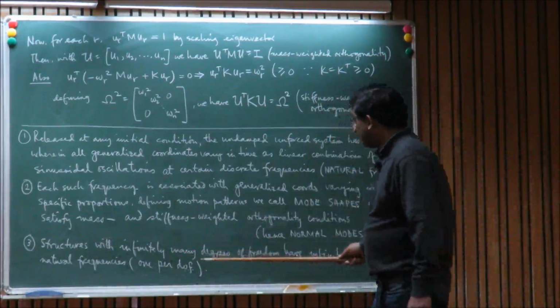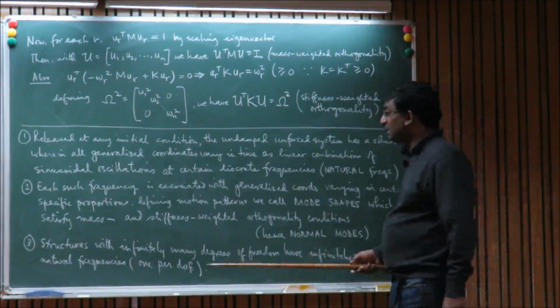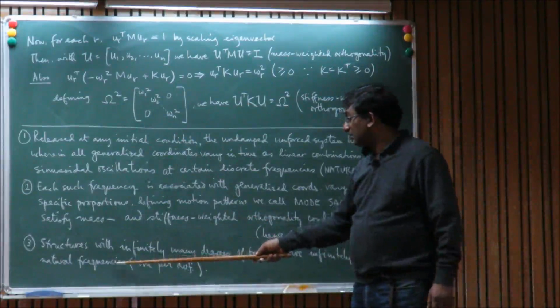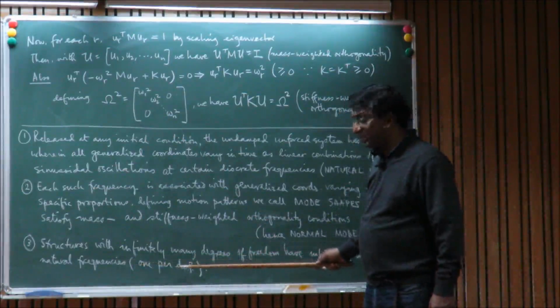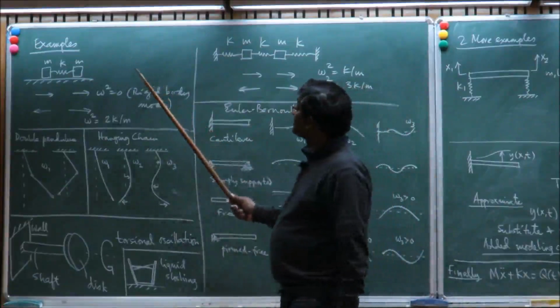And structures with infinitely many degrees of freedom will have infinitely many natural frequencies. That we have not proved, but it's true. There is going to be one natural frequency per degree of freedom. Examples of mode shapes, here's one.